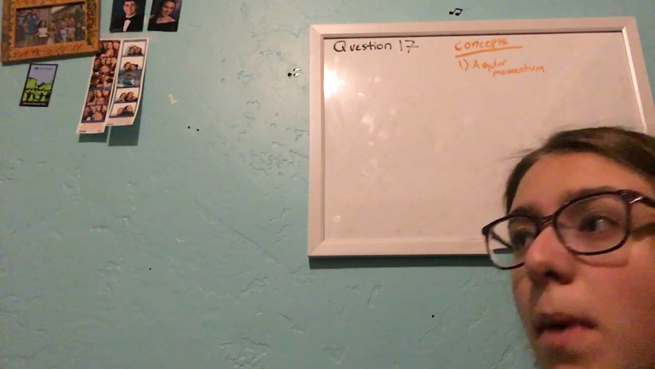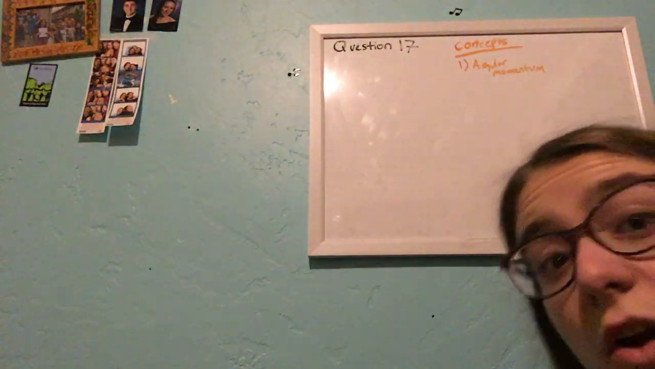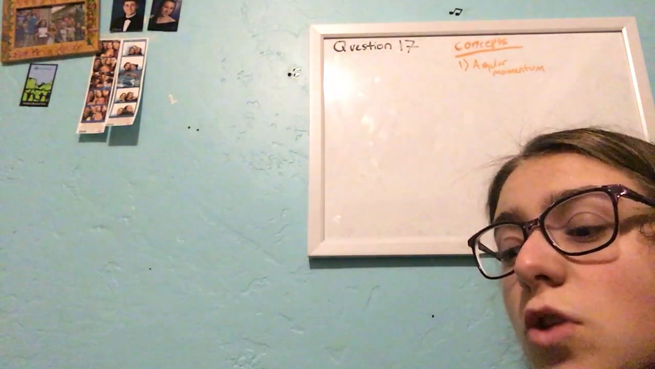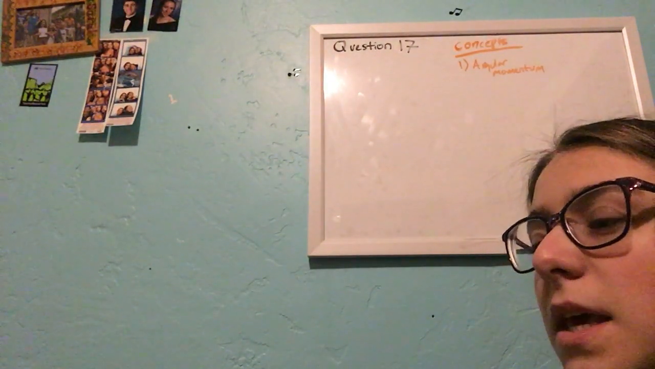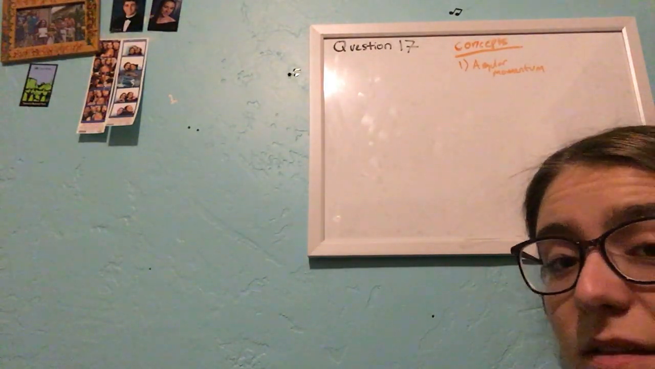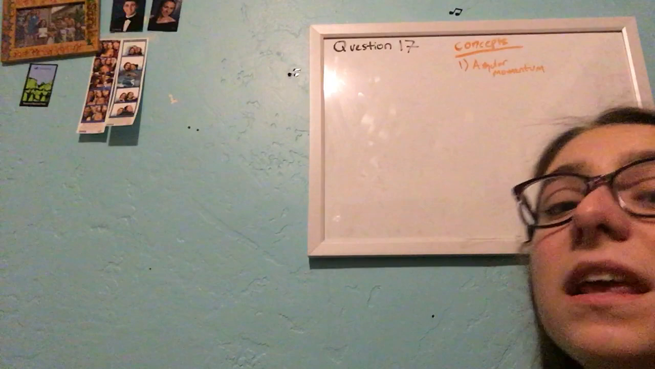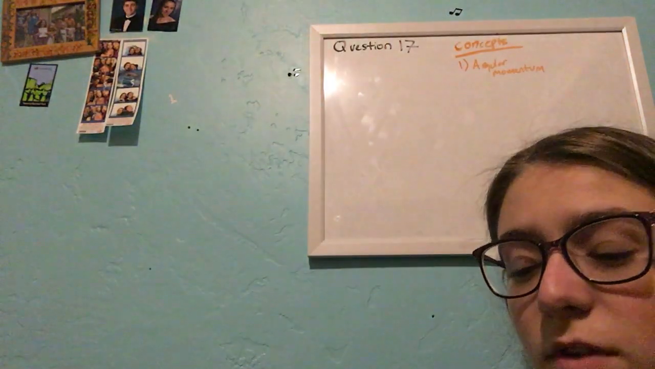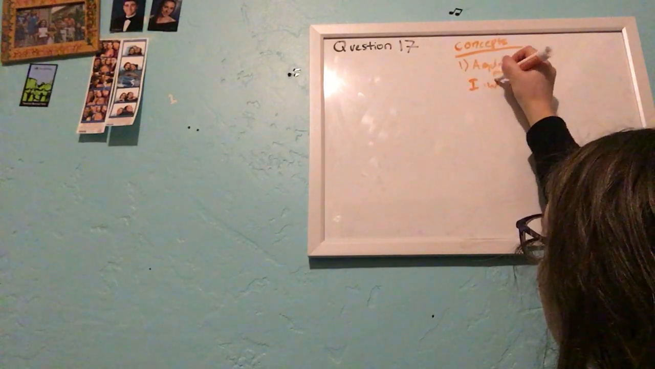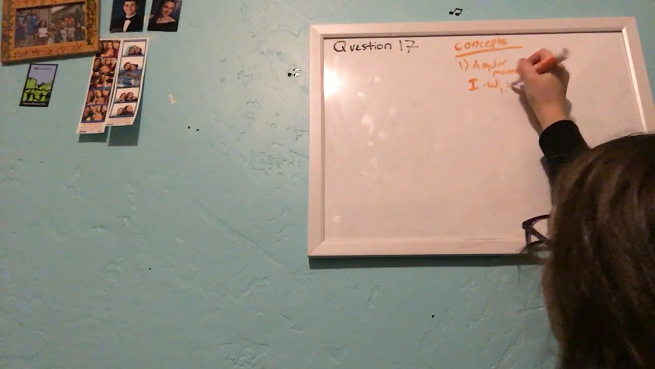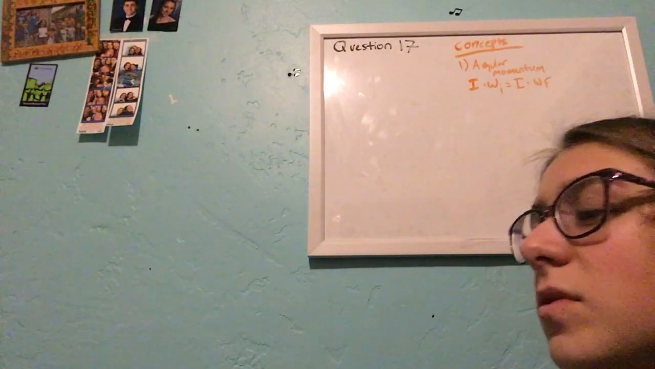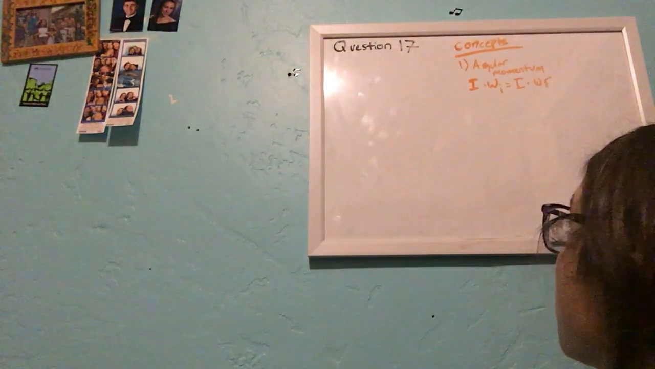So angular momentum will be conserved when it's in an isolated system. So that means no energy is leaving or entering the system. It's an isolated system. So that's the condition for angular momentum to be conserved. So we can say that moment of inertia times angular velocity initial will be moment of inertia times angular velocity final. So that's conservation of angular momentum.